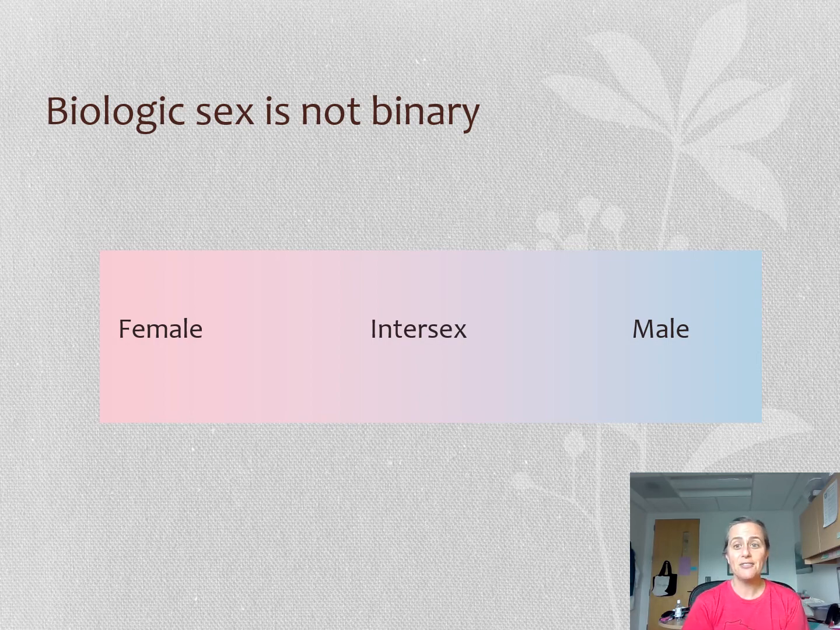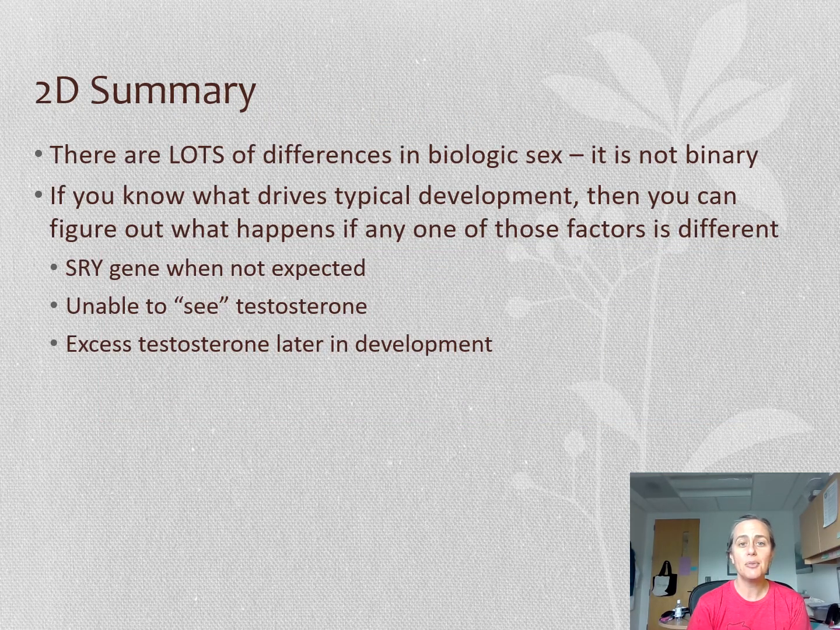All right, so that's it for today. A little summary, right? So there's lots of differences. And if you know what drives typical development, then you can figure out, it's like a logic puzzle, what happens if any one of those pieces is different or altered or abnormally present or not present, right? So is the SRY gene there or not? Can you see the testosterone or not? Is there extra testosterone coming from somewhere else later on? And it's kind of a fun way to review normal development by looking at all the variations and differences that can occur.